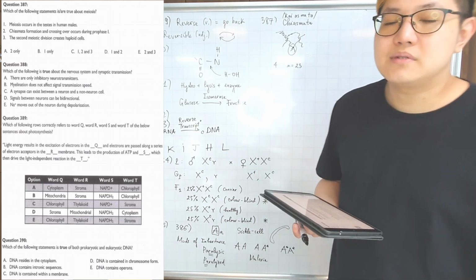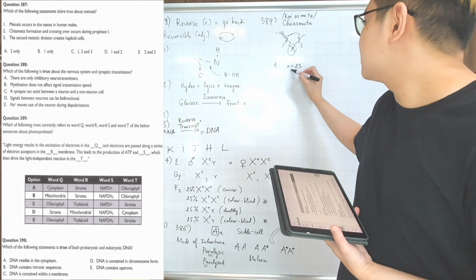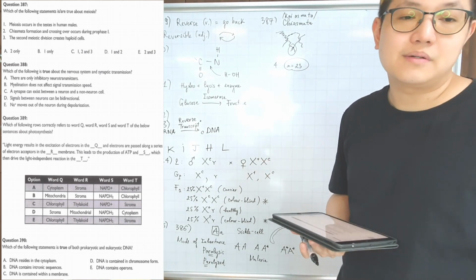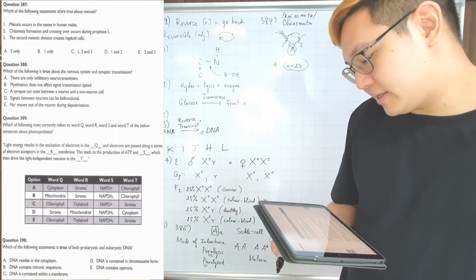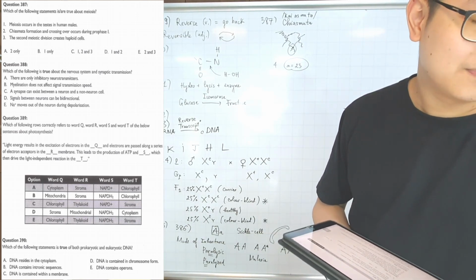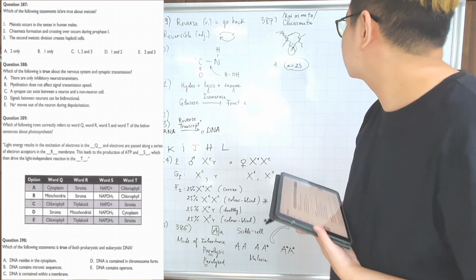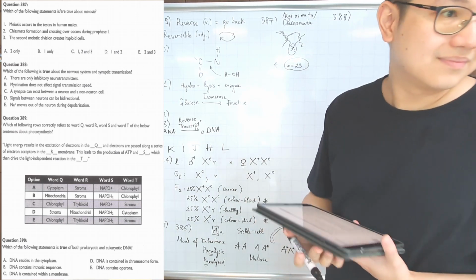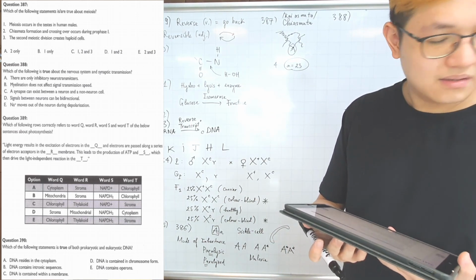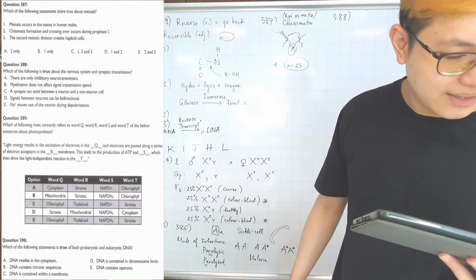Oh, so after meiosis 2, you have 4 different eggs or sperm cells, which are haploid, okay? It's true. So the answer is, can you check? What? They say D.